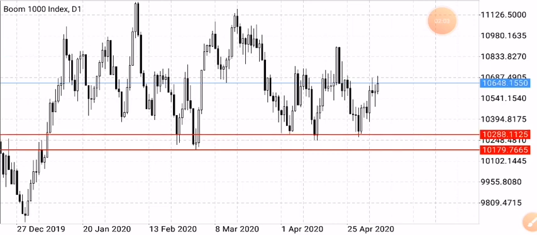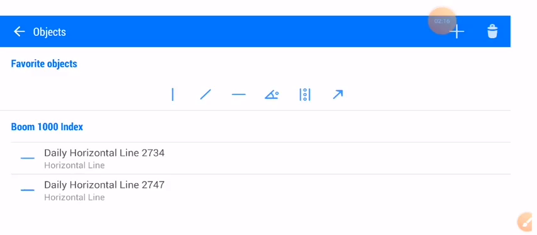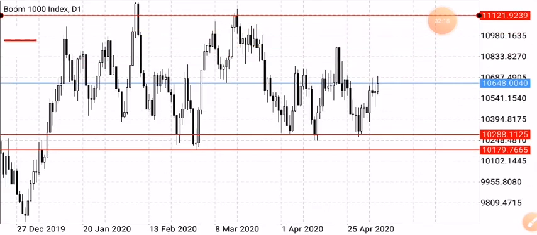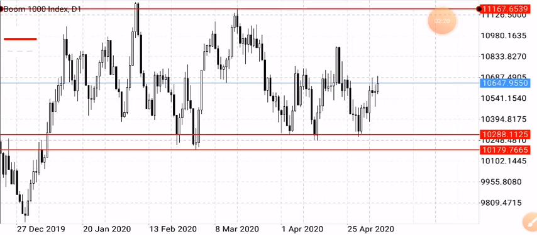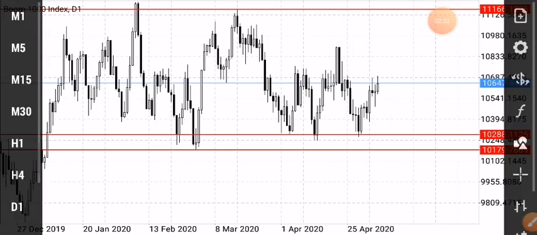I want to shift our minds from seeing resistance and support as a position. I want us to see it as an area of support and an area of resistance, because I also see that as an issue with some traders. So let's put this one here.